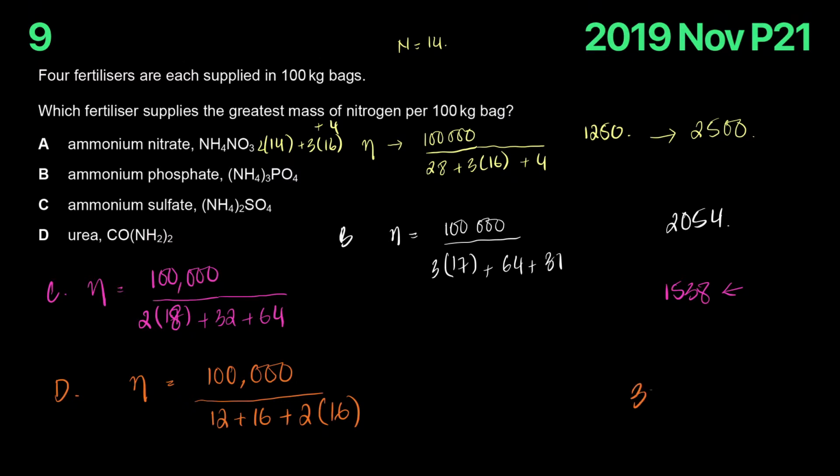I'm getting 3333 moles for each of these. This is for D, and this is for C, that's B, and the yellow one is A. I'm not too sure if there was a faster way. I kind of knew it was D.